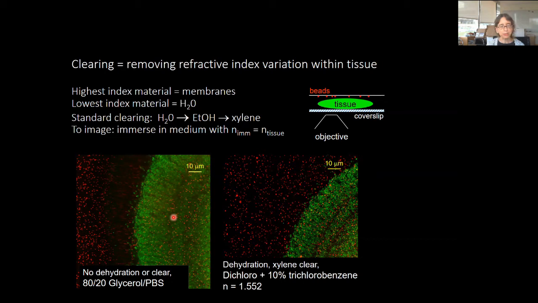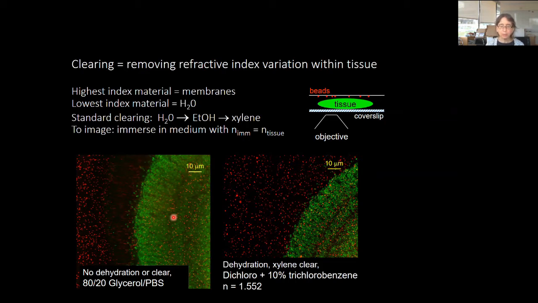And so this was known long before I ever started working on it, but there's a standard clearing protocol for Drosophila tissue that consists of dehydrating the tissue by running it through an ethanol series to remove the water, and then replacing the ethanol with xylene. And xylene already has a pretty high index, about 1.5, but it does some magical chemistry that evens out the rest of the index variation in the tissue.